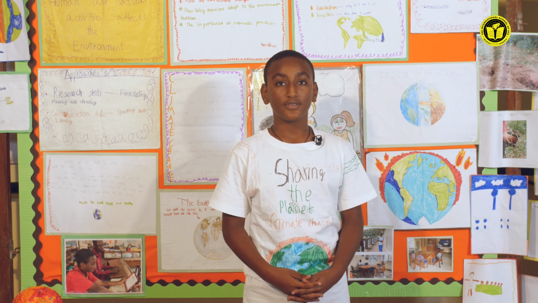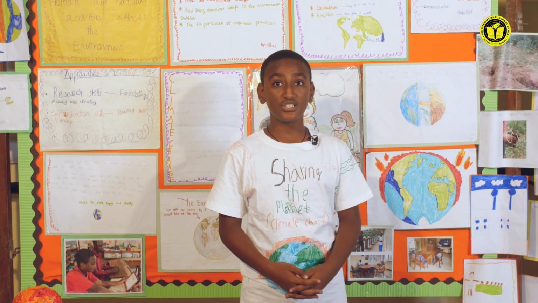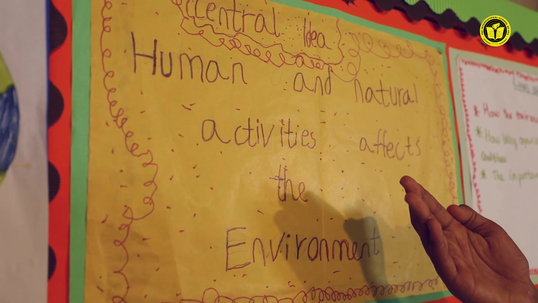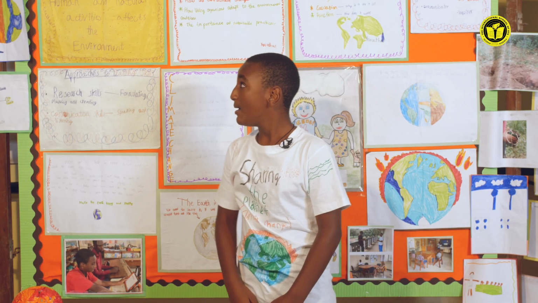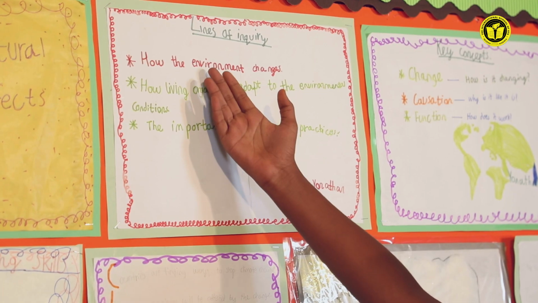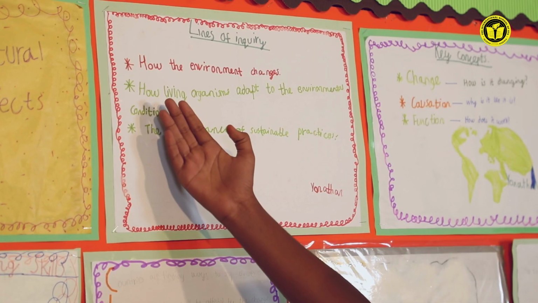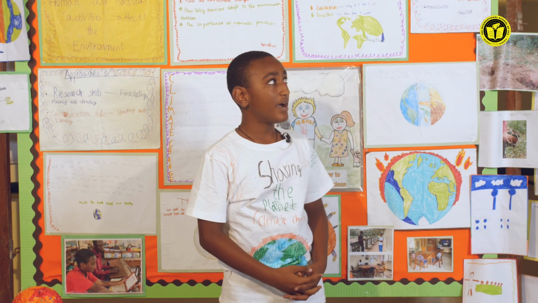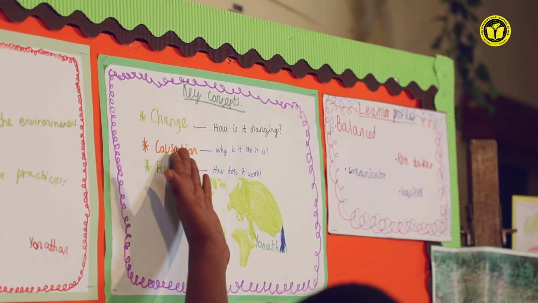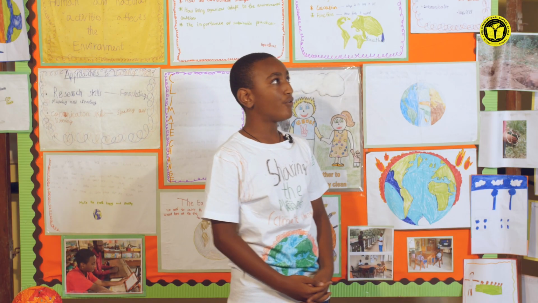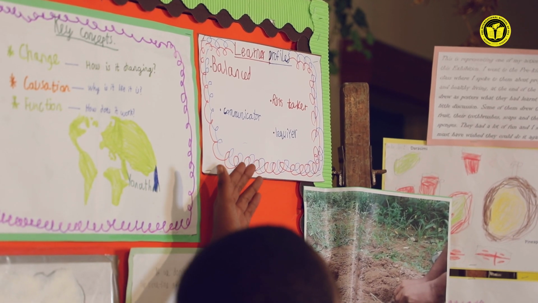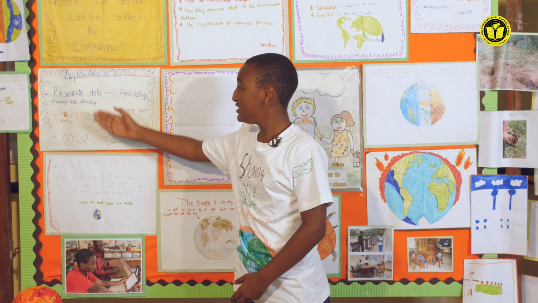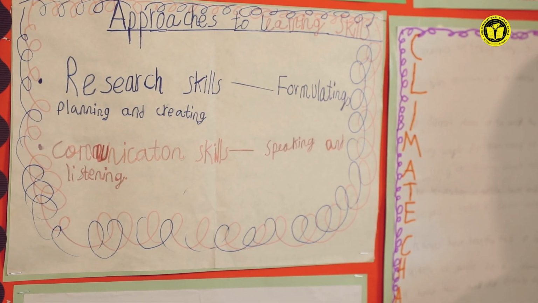So, my transdisciplinary theme is sharing the planet. My central idea is human and natural activities affect the environment. My lines of inquiry are how the environment changes, how living organisms adapt to the environmental conditions, and the importance of sustainable practices. My key concepts are change, causation, and function. My learner profiles are balanced, risk-taker, communicator, and inquirer. My approaches to learning skills are research skills and communication skills.